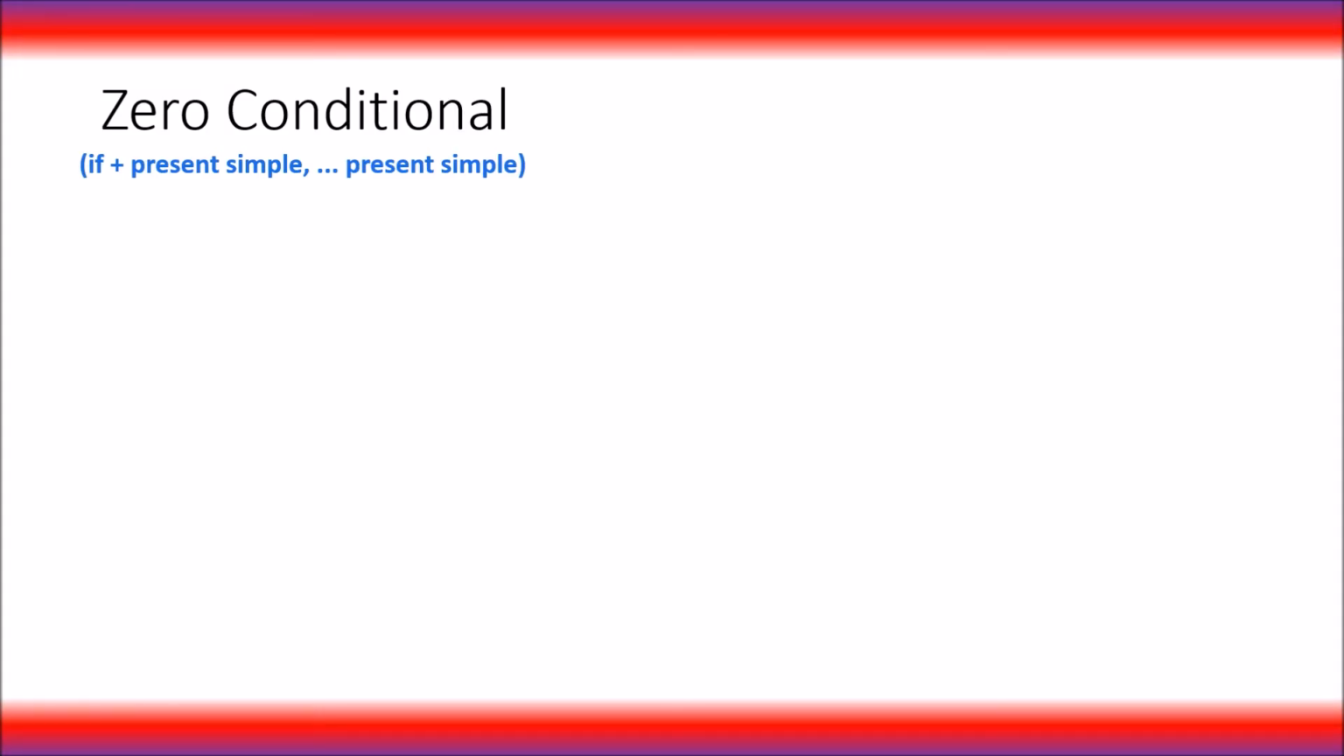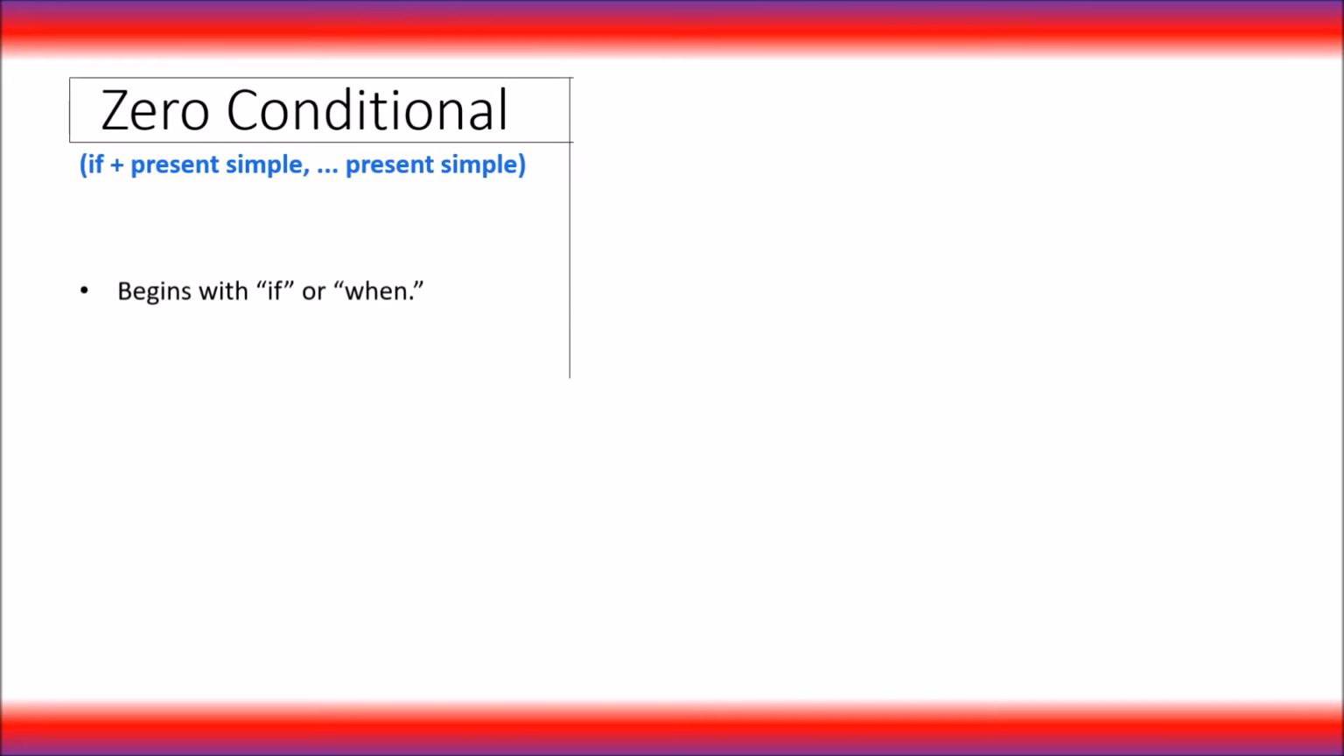So let's take a closer look at the zero conditional. The form is if plus present simple, present simple. And this form of conditional begins with an if or a when, usually like this. We can flip it and do it the other way, and I'll show you that in a second. It is always true. So if one thing happens, the other thing always will.